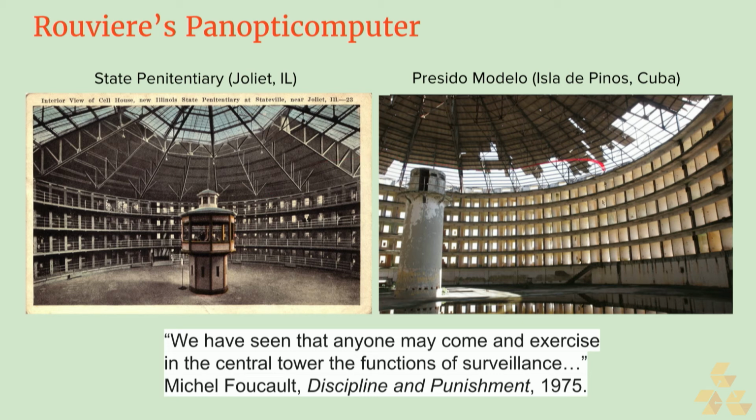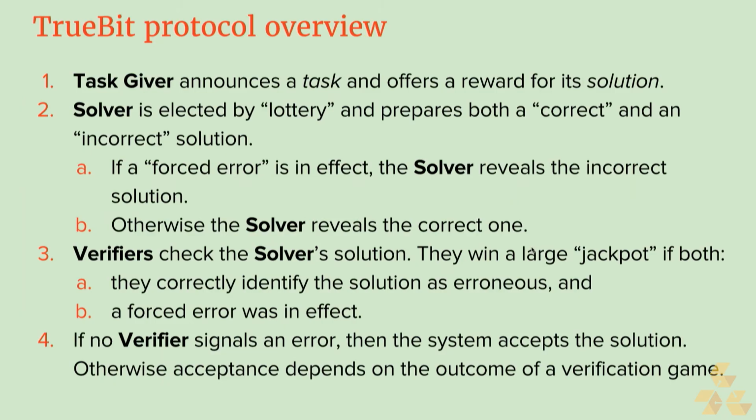As you see in the windows here, there's a lot of open space, so you don't have to lock anyone up. It's not a high security prison. Everybody just behaves well, and it can be done completely anonymously. As Michel Foucault wrote in his book, anyone may come and exercise in the central tower the functions of surveillance. So this is a beautiful summary of how this protocol works.